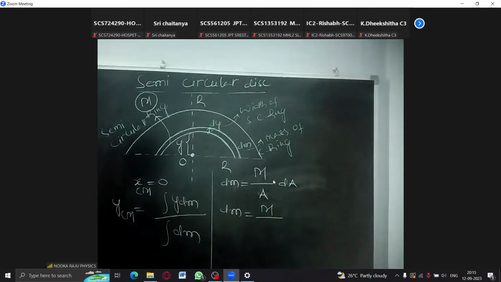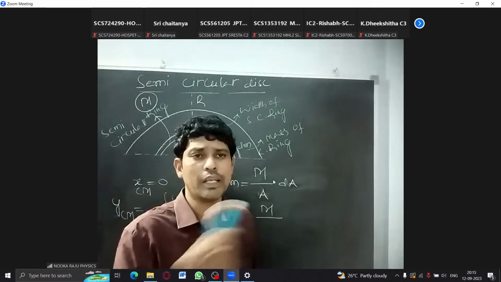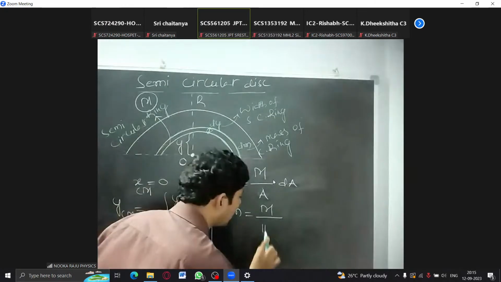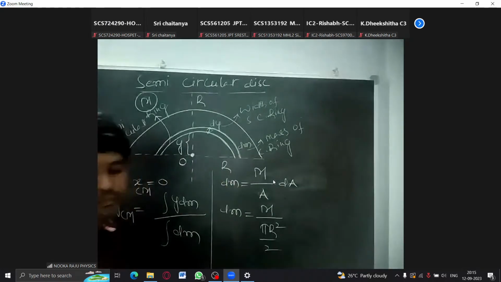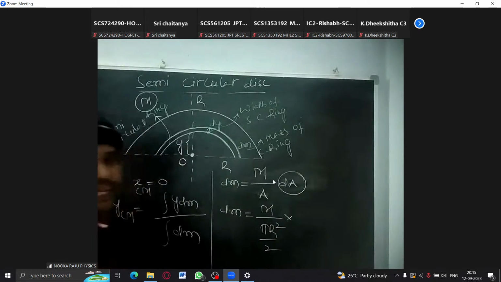Area is equal to the area of the ring, like a circle. What is the area of the circle? Pi r square. So simply we can write pi r square, but this is a semicircle, so pi r square by 2 into, here is very important. How can we calculate the dA value?